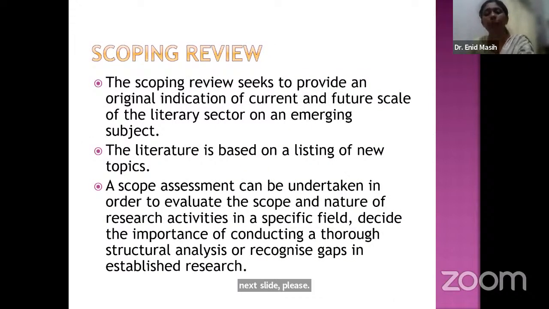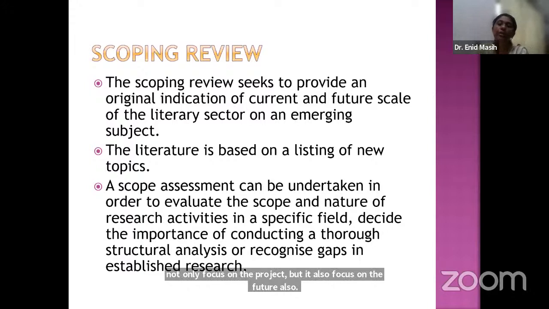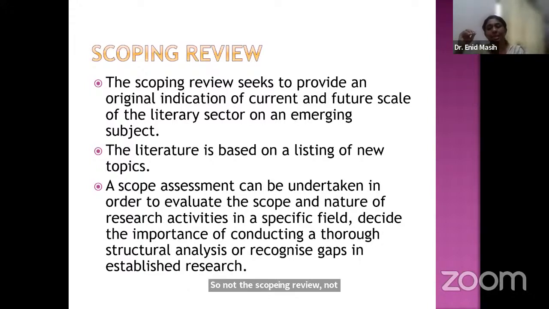Scoping review. A scoping review seeks to provide an original indication of the current and the future scale. In the very second slide, I discussed with you the future aspect of a literature review. That literature review not only focuses on the past, but it also focuses on the future. So the scoping review not only focuses on the current state, but it also focuses on the future scale of the literary sector or on an emerging subject.